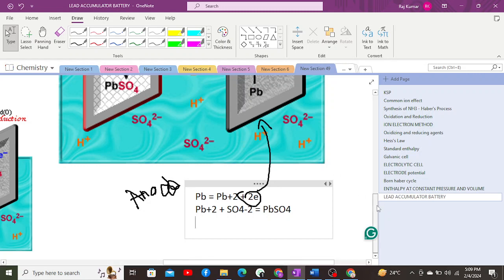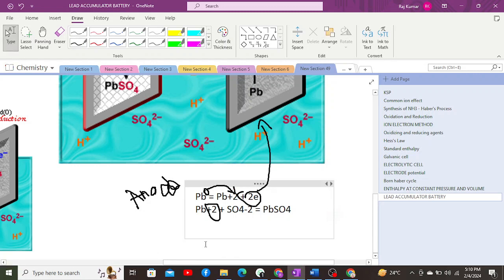This would be the reaction on the anode side, and it is an oxidation reaction. You might be wondering how it is an oxidation reaction. Lead is having 0 over here, and it is now converted into plus 2, so oxidation is occurring.